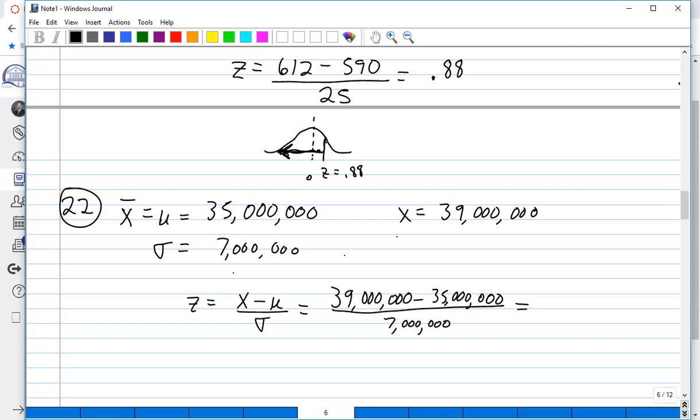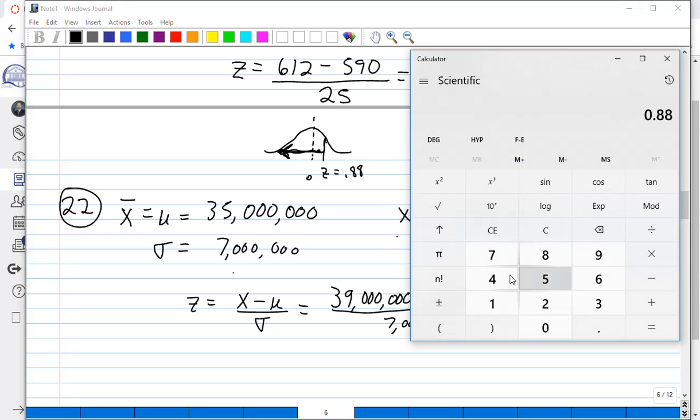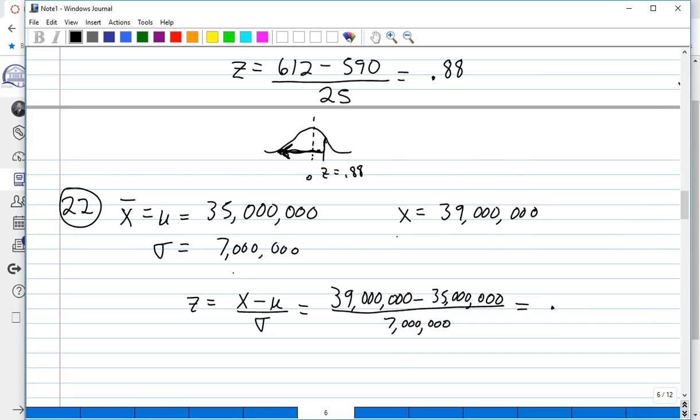All right. So it's going to be 4 million divided by 7 million. All right, so this is my z-score. Remember, z-scores are rounded to 2 places always. So 0.57 is the z-score that I have to use.